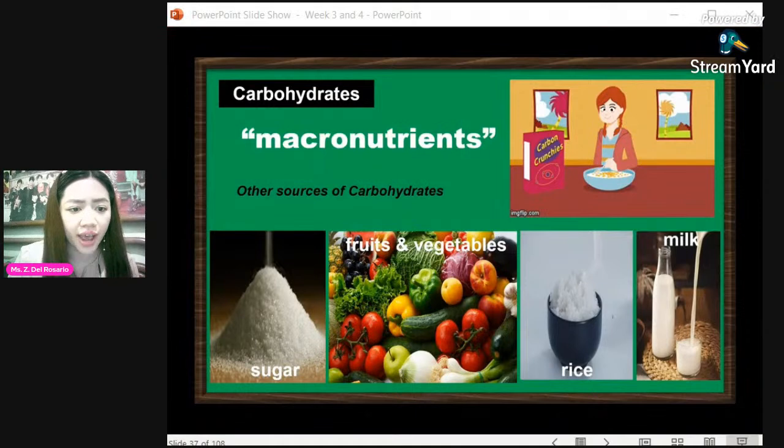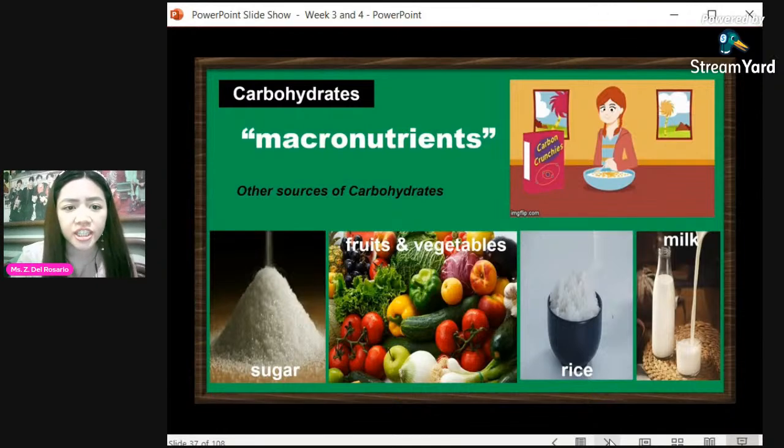As a matter of fact, these carbohydrates are macronutrients. What do we mean by macronutrients? It is how our body obtains the said energy and the calories being needed. Some of the other sources primarily involved for carbohydrates would be sugar, fruits, vegetables, rice, and milk.